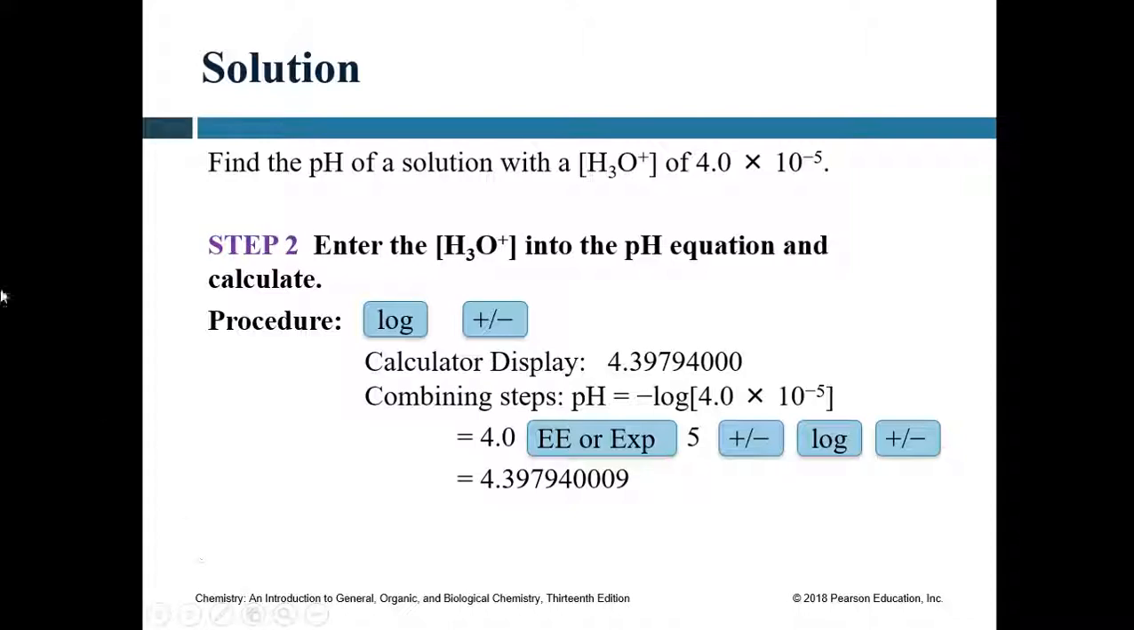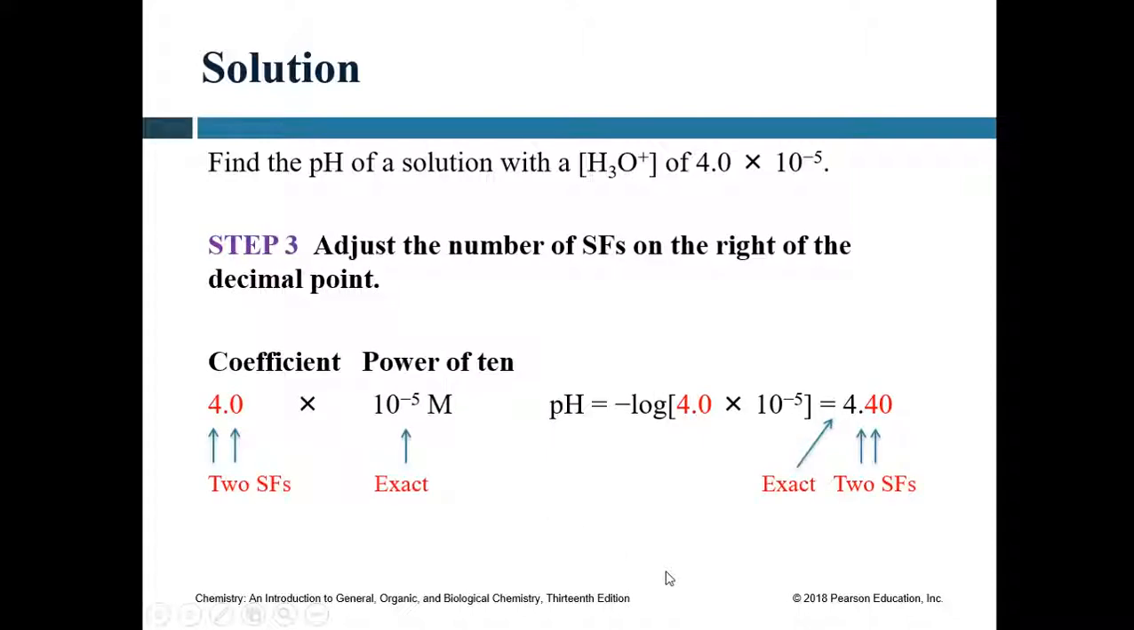So when your calculator gives you some long number, we have to look back up here. Oh, there are two significant figures here, so that means we have to go two numbers, but we have to go to the next one to see, do I need to round up? Yep, so that's going to be 0.40. So it's going to be 4.40.